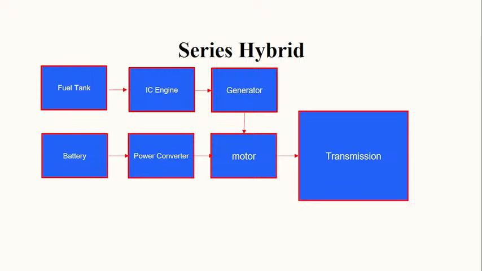When we make a hybrid electric vehicle, we can use fuel as an input and the battery as a charge, taking that input. So this is called a hybrid electric vehicle. This is the block diagram of a series hybrid. First we show the fuel tank to the IC engine, then the IC engine to the generator to the motor. In one step we use fuel and in another step we use the battery. The two things we can connect to the transmission, right?